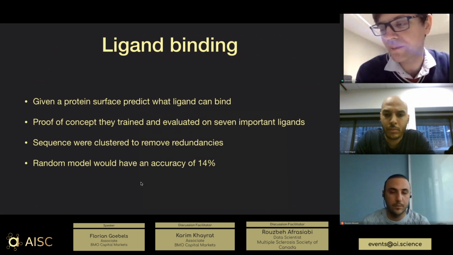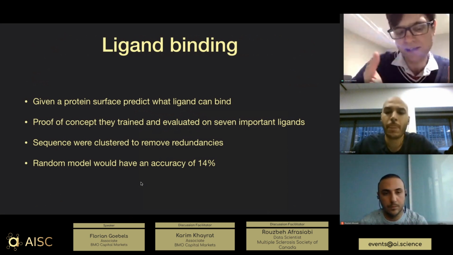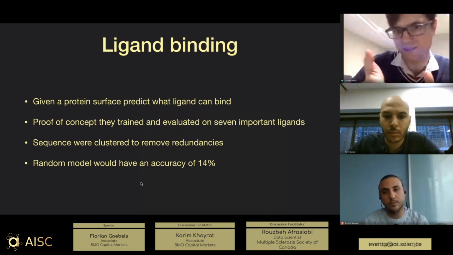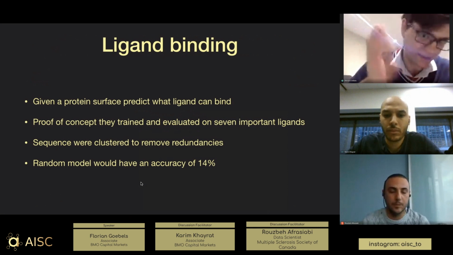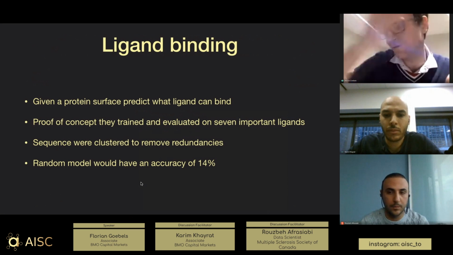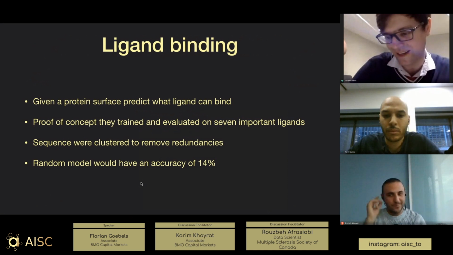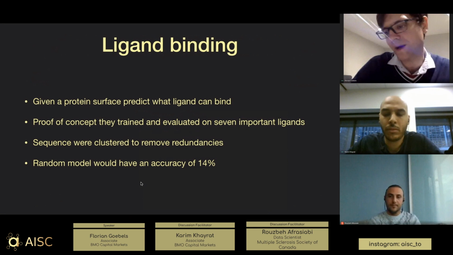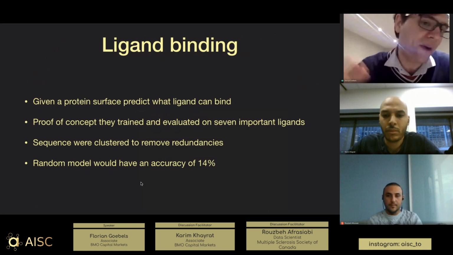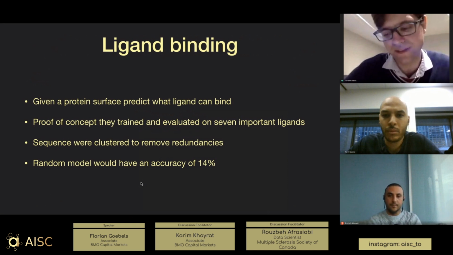One part of the data preparation process is that they take all the proteins and cluster them based on sequence. What you don't want is to have 2 proteins that are virtually identical, and then you split up your data into training and testing, with one in your training and one in your testing. Then you get extremely good performance, but all you have is some look-ahead bias, some contamination in your data set. And they say a random model with 7 ligands would have an accuracy of about 14%.